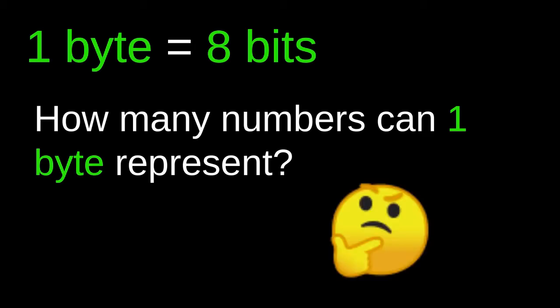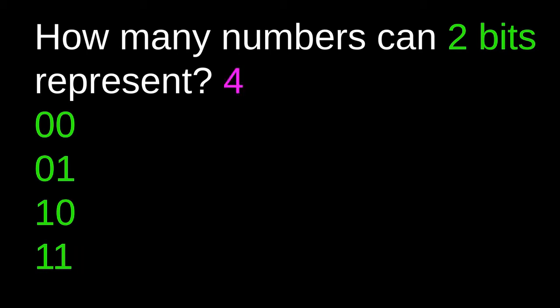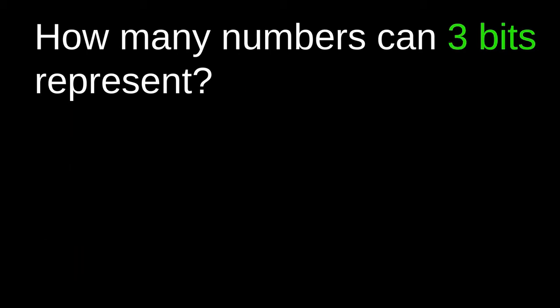This isn't a trivial question, so let's take a step back and try to answer simpler questions. And then we'll come back to answer this question. So let's try to answer the question, how many numbers can 2 bits represent? Well, this is easy. We can just count them. 00, 01, 10, and 11. That's 4 numbers. How about 3 bits? How many numbers can it represent?